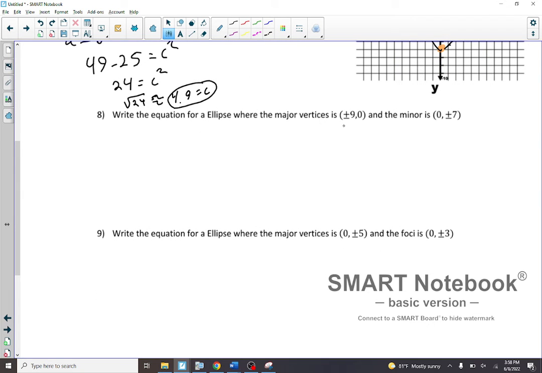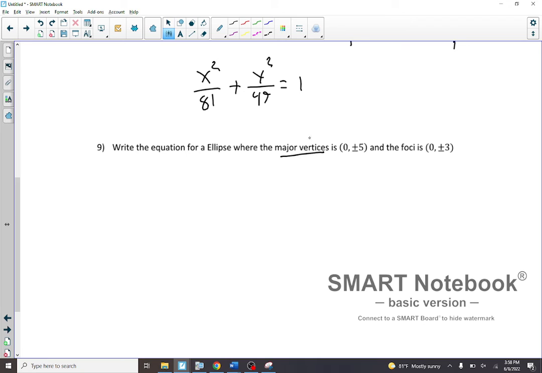Okay, next one, find an ellipse where the major vertex is plus or minus 9 and the minor vertex is plus or minus 7. So the a value equals 9, and we know it goes to the x because it's on the x. And the b value is 7, and that goes on the y. So it's x squared over 9 squared, which is 81, plus y squared over 7 squared, 49, equals 1. It always equals 1 at the end.